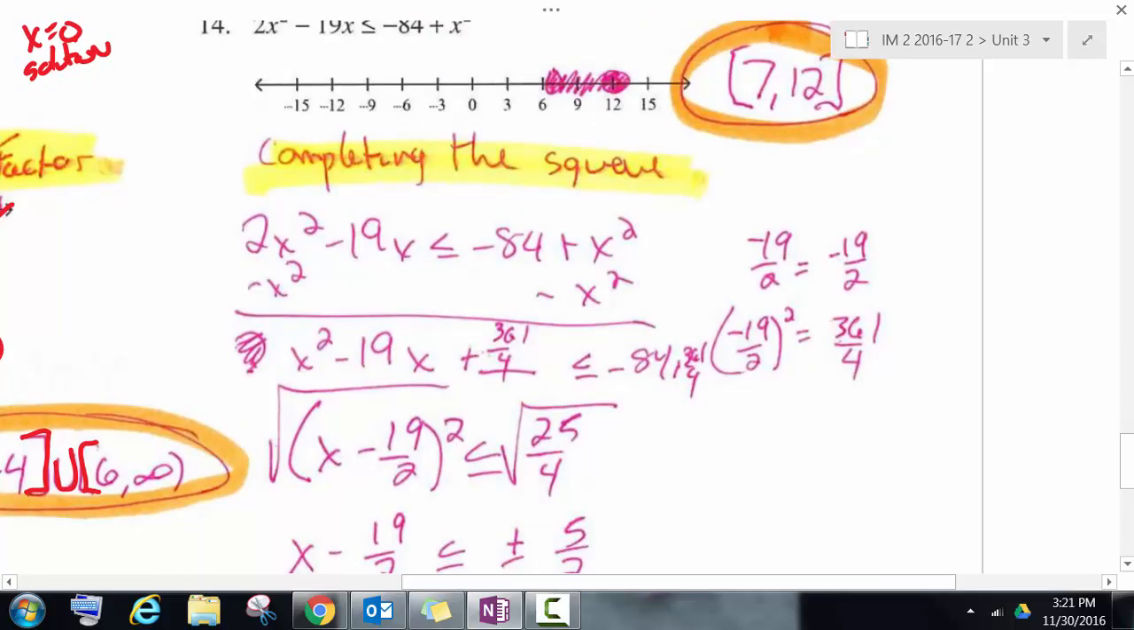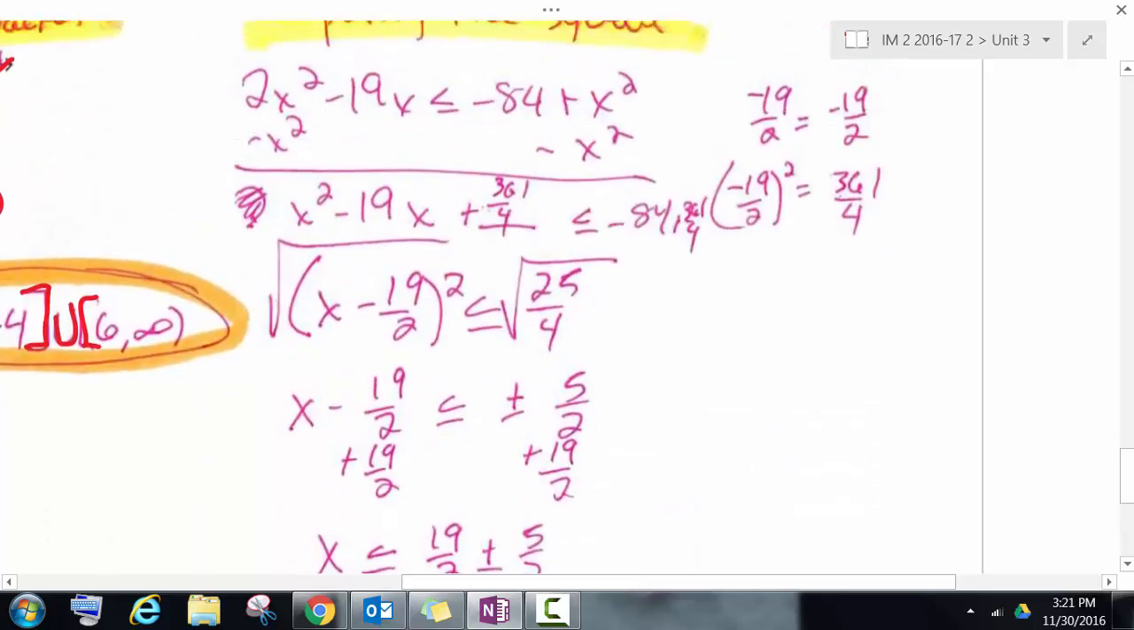Actually, I don't need to set it equal to 0, but I do need to get all my x terms on one side. So I subtract x squared. So I get x squared minus 19x plus something is less than or equal to negative 84 plus something. So I do negative 19 divided by 2. Oh, I can't get a whole number there, so I keep it as a fraction. Then I square that, and I just square both parts. 19 squared is 361, 2 squared is 4. And it's positive, because anytime I square something, I get a positive number. So I'm adding in 361 over 4 to both sides.